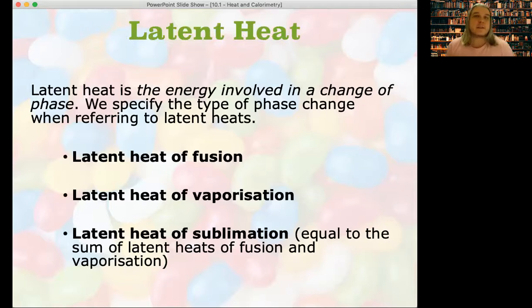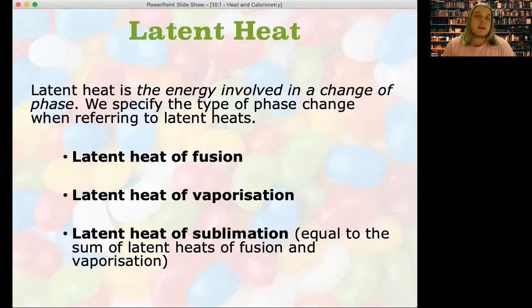The different phase changes are melting, which we call the heat of fusion, vaporization, which we call the heat of vaporization, and sublimation, which we call the latent heat of sublimation. So we've got these 3 different latent heats. Now these are different for each substance, depending on their chemical properties and how they bond and what they do to each other as they form a solid and then a liquid.